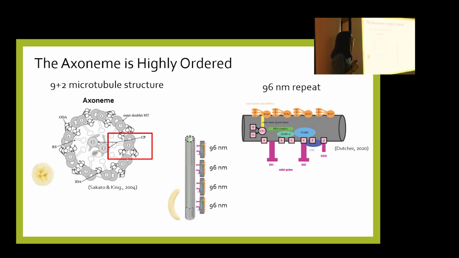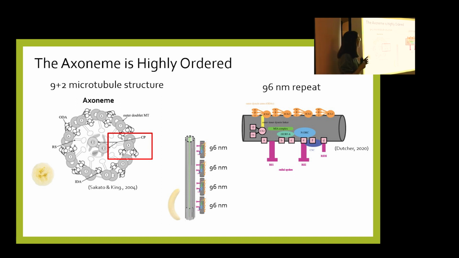So one example is called the 9+2 microtubule structure. And all that means is that you have 9 of these microtubule doublets that are surrounding 2 central singlet microtubules. And there's also some other structures that are involved in this process, such as radial spokes, outer dynein arms, and inner dynein arms.